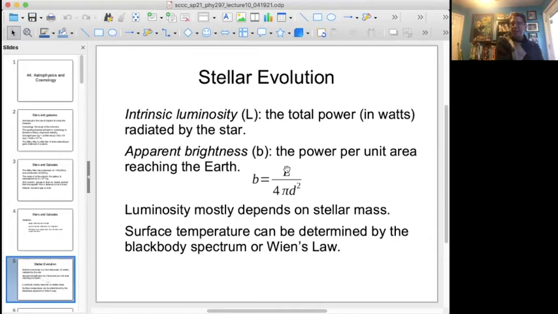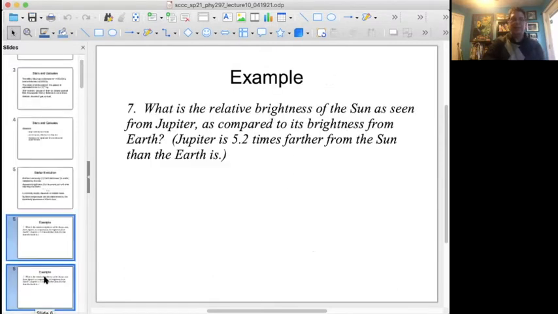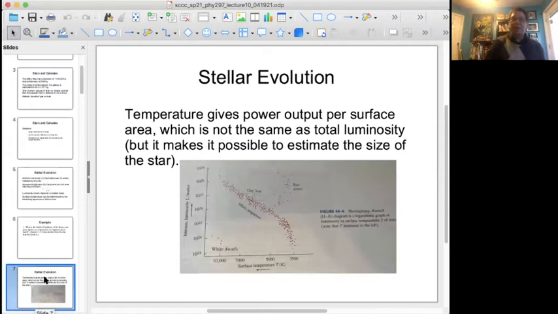The intrinsic luminosity mostly depends on stellar mass. So if you can figure out the luminosity, you can figure out something about the mass of the star. Surface temperature can be determined by the blackbody spectrum or Wien's law. So a spectral analysis can tell you how hot the star is. And the temperature gives the power output per surface area, which is not the same as the total luminosity, but it makes it possible to estimate the size of the star. So if you can figure out the luminosity and the temperature, you can get an estimate of the size. So you can get an estimate of the mass, and you can get an estimate of the size.